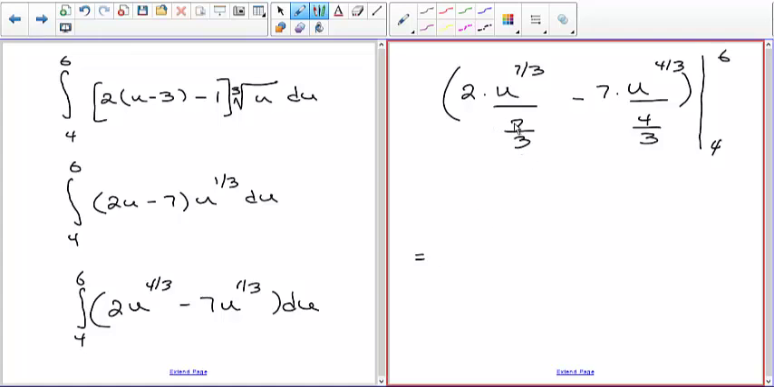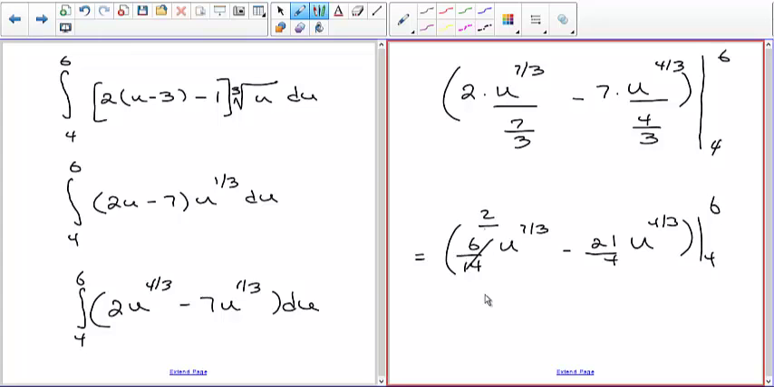So what we're going to have here is take the reciprocal, you'll get 3 over 14. Nope, 6/14. 3 times 2 is 6. U to the 7/3, and then do the same thing here. You'll have 7 times 3 is 21, so it's 21/4, u to the 4/3. Whole thing evaluated between 4 and 6. This is 2/7. Simplify. No, it's 3/7.